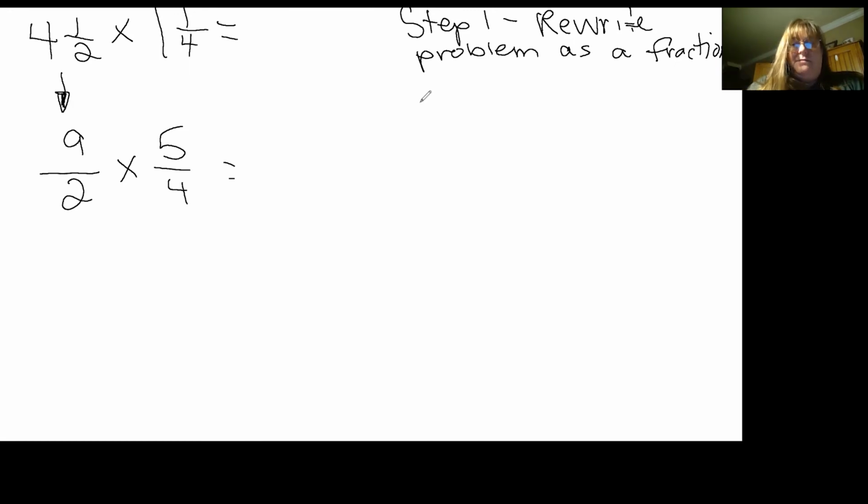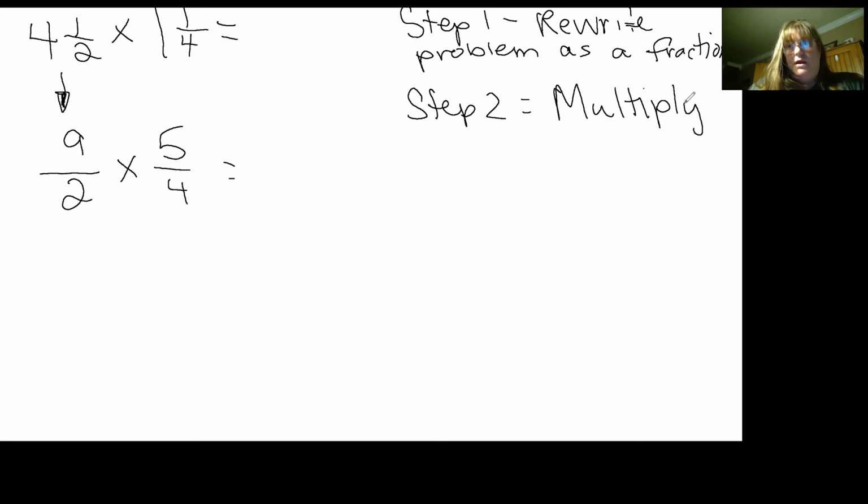So our next step for this problem will be multiply. You're going to multiply straight across. 9 times 5 is 45. 2 times 4 is 8. Right now, we have an improper fraction. We need to turn it into a mixed number for our final answer. So step 3, again, is going to be simplify.